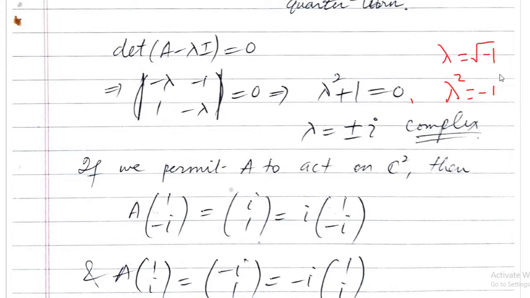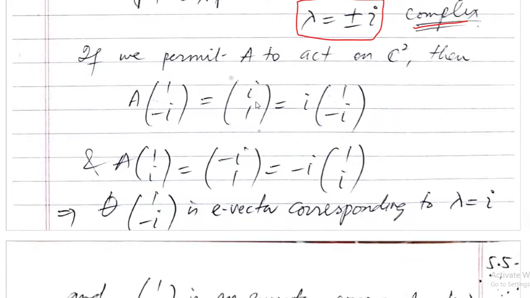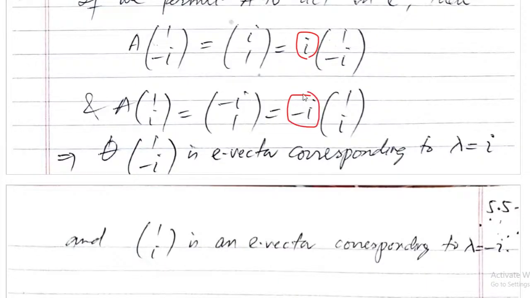In complex numbers, we call the square root of minus 1 iota. This is the imaginary number. So you get lambda equal to plus minus iota. That is your complex eigenvalues. If we permit A to act on complex numbers, then it's not a problem. You can multiply A with your complex vectors and you get iota as your complex eigenvalue. So these are the complex eigenvalues and eigenvectors of the matrix.